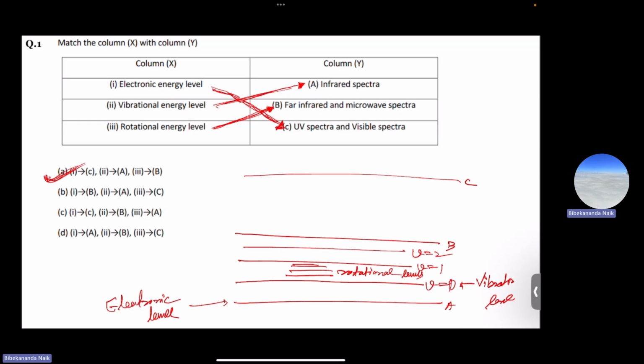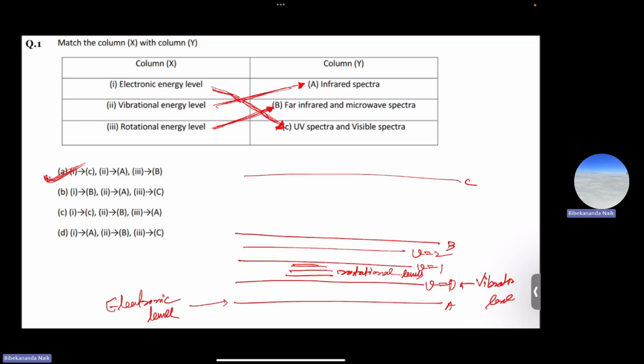I hope this is clear to everyone. The electronic energy level has energy of the order of 10 electron volts, which lies in the UV and visible region, because these are of higher energies, and for the UV region the frequency is higher, so the energy is higher. In the case of vibrational spectra, the order of energy is 0.1 electron volt, because each electronic level consists of a number of vibrational levels. So the vibrational spectra lie in the infrared region.